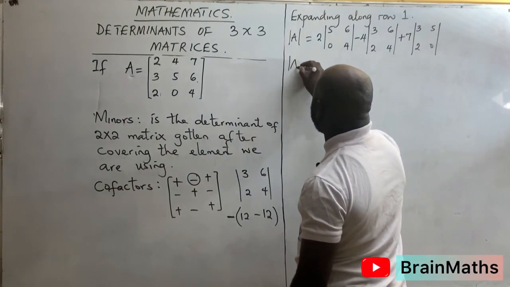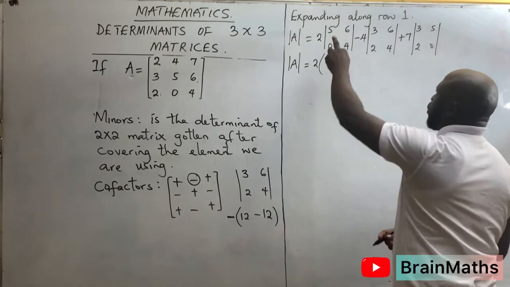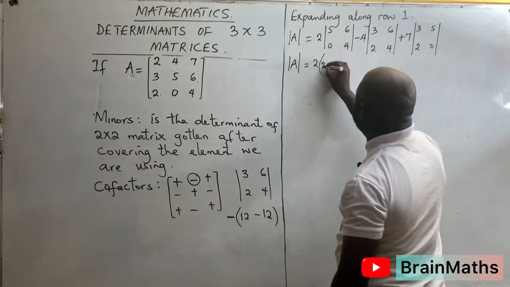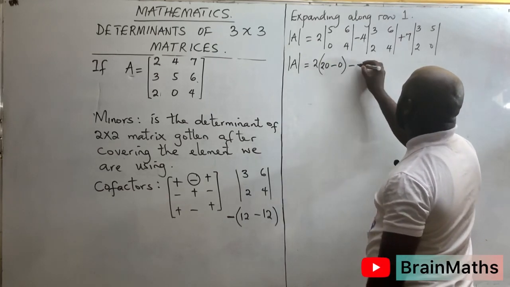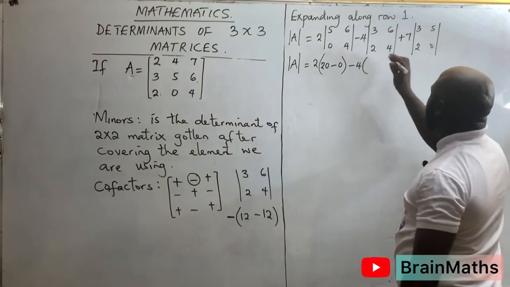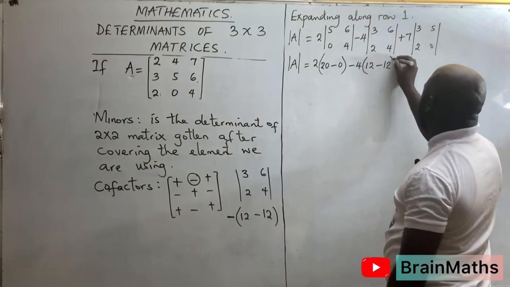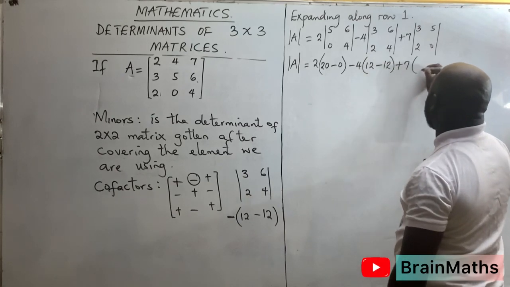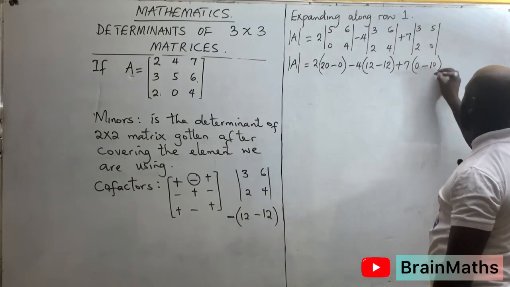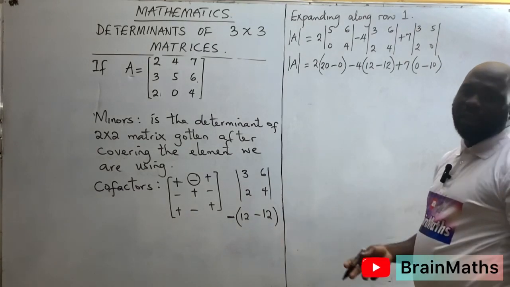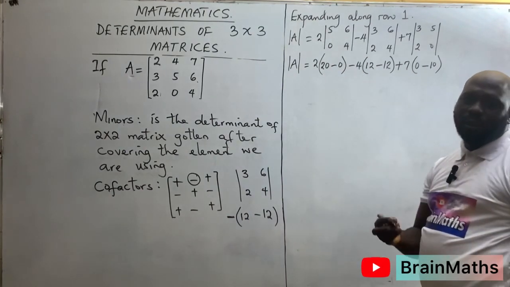So, the determinants of a 3 by 3, which is A, is 2 into 5 times 4. That is 20. Minus 0 times 6, 0. Minus 4, 3 times 4, 12. Minus 2 times 6, 12. Plus 7 into 3 times 0, 0. Minus 2 times 5, 10. If you don't forget what we have done in our previous lesson, when you have a 2 by 2, this is how you get their determinants.